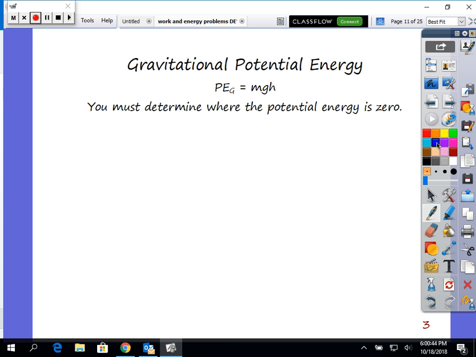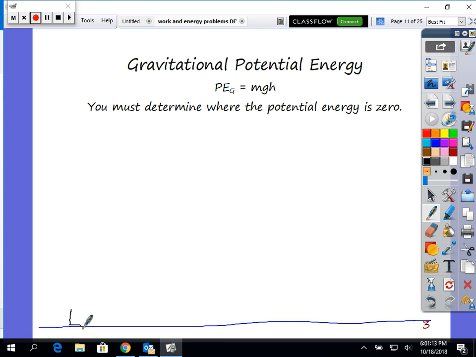M is the mass of the object. G is the acceleration due to gravity. On Earth, it's 9.8, or we use 10 meters per second squared. And H is the height. One important thing to note is that when you calculate the gravitational potential energy, you have to calculate it relative to a certain position. Here's what I mean.